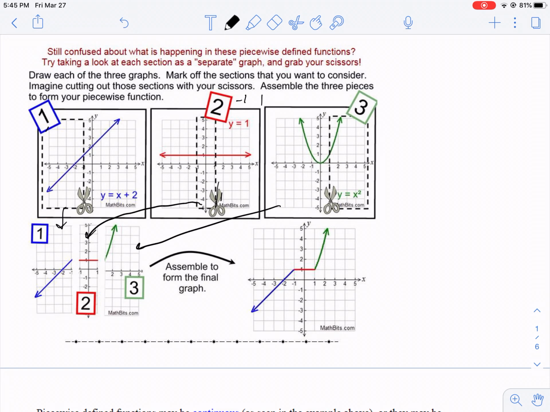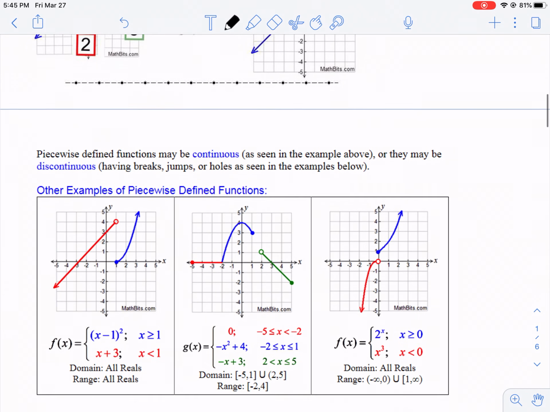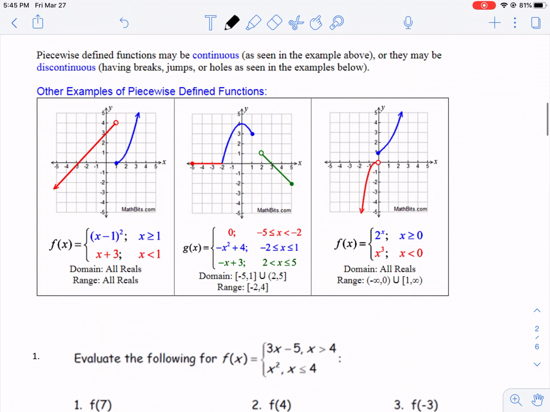Now, we aren't going to physically be cutting our graphs apart and gluing them together. That would take forever, so we're going to learn how to do it with our graphing calculator. There are two ways to define piecewise graphs. They are either continuous or they're discontinuous.